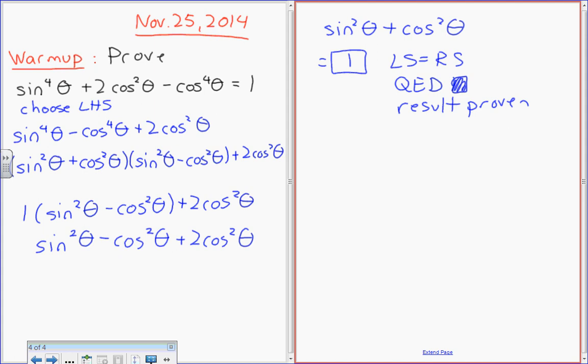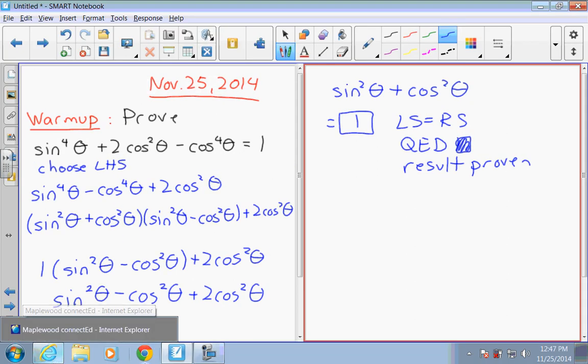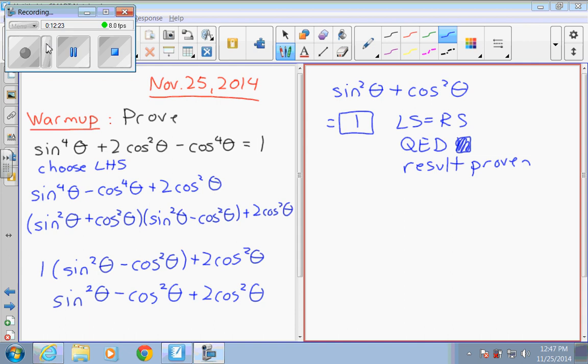Ready to take a break from identities? I'm going to move on to 3D word problems right now. In a sec, you're going to get about a 30-second break while I stop this.